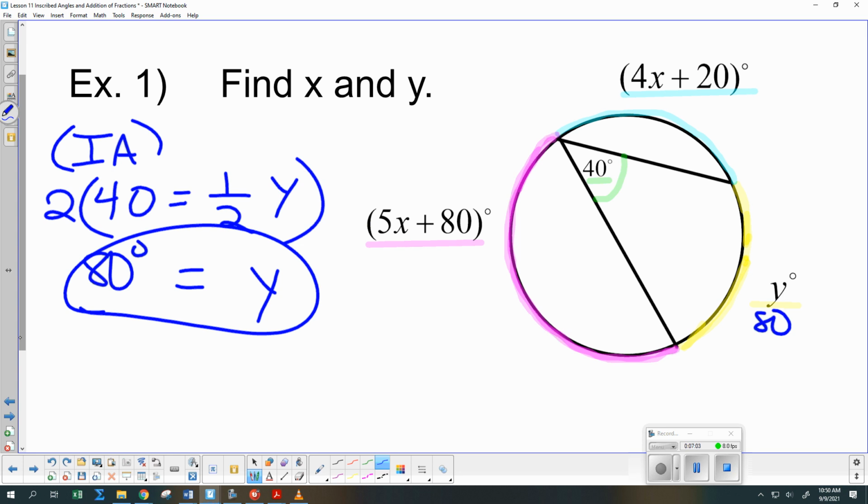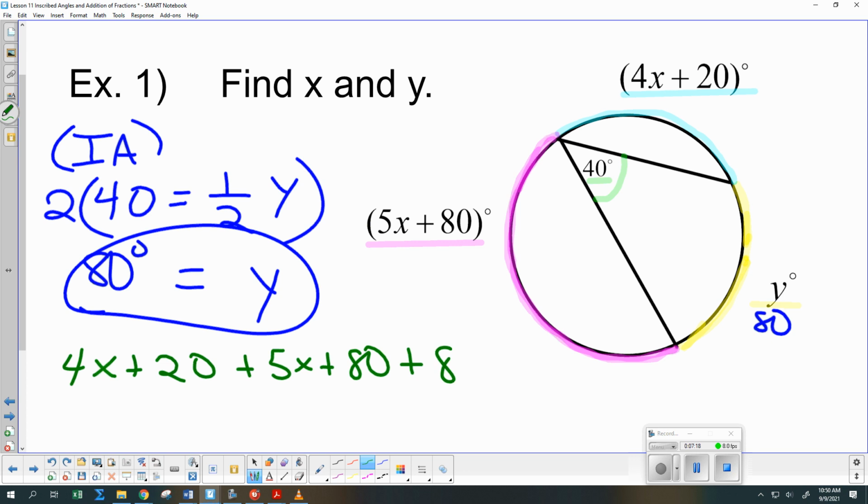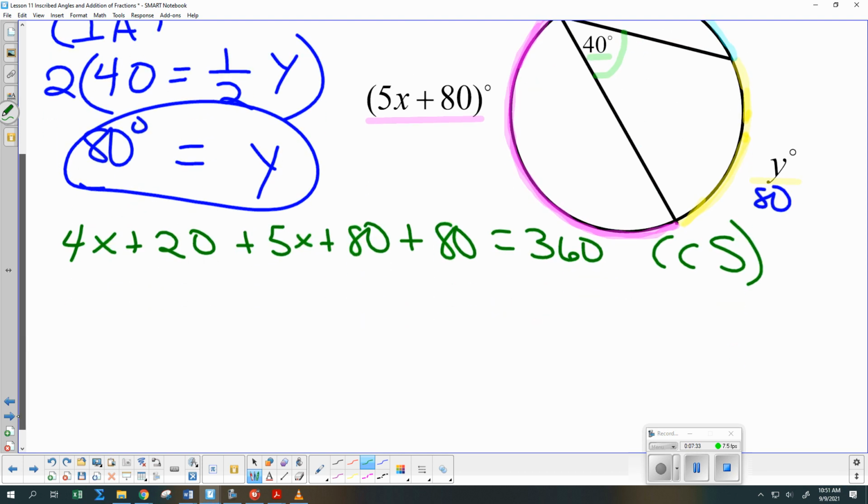Hendricks? Solve a circle. What's a circle add up to again? So we are going to write down, you guys go ahead and solve this one. We're going to write down 4x plus 20 plus 5x plus 80 plus another 80 is 360. Race me, see if you guys can get it faster than I can. And that's going to be circle sum for our reason. Some of you are super fast, and I've already gotten all the way through there.